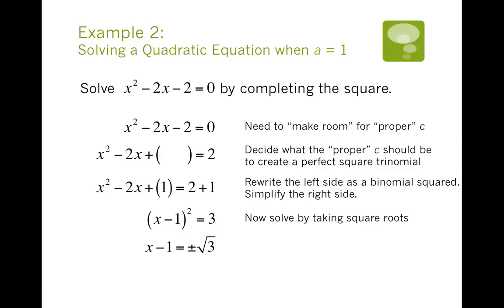So we take the square root of both sides, and again, don't forget that it's plus or minus the square root of 3. And then we finally get x by itself by adding the 1 to both sides. So we end up with a solution of x equals 1 plus or minus the square root of 3. And that is using the process called completing the square.